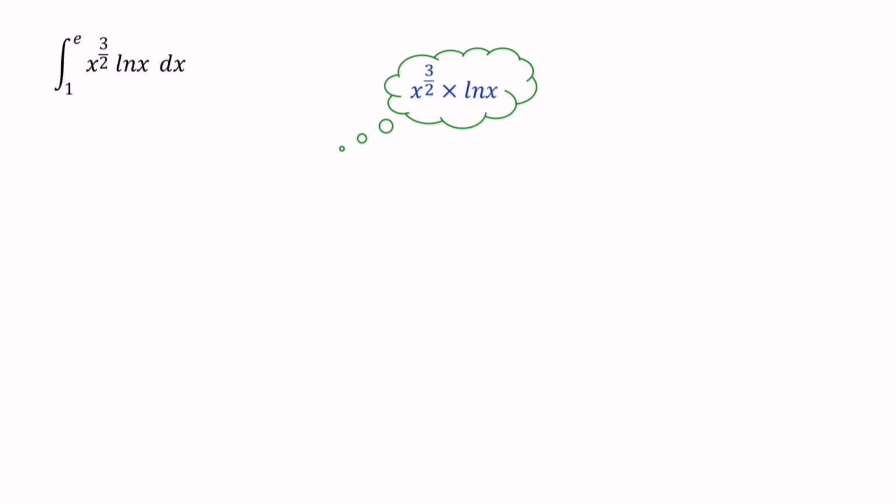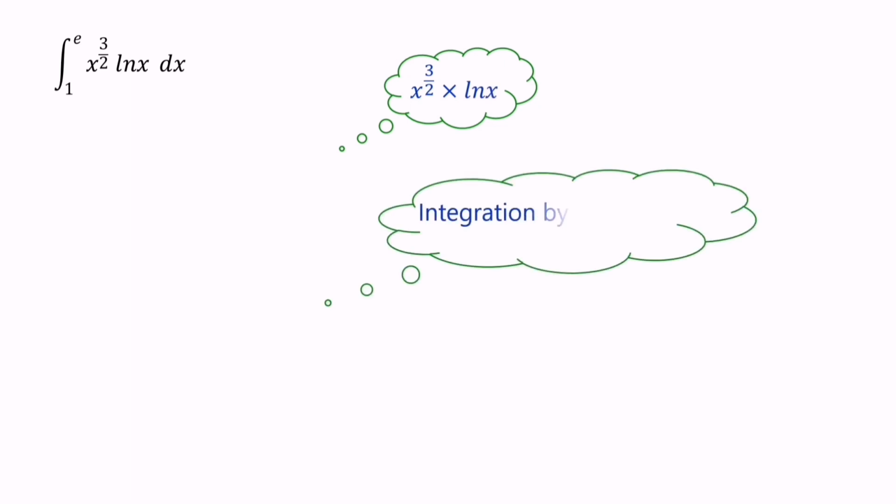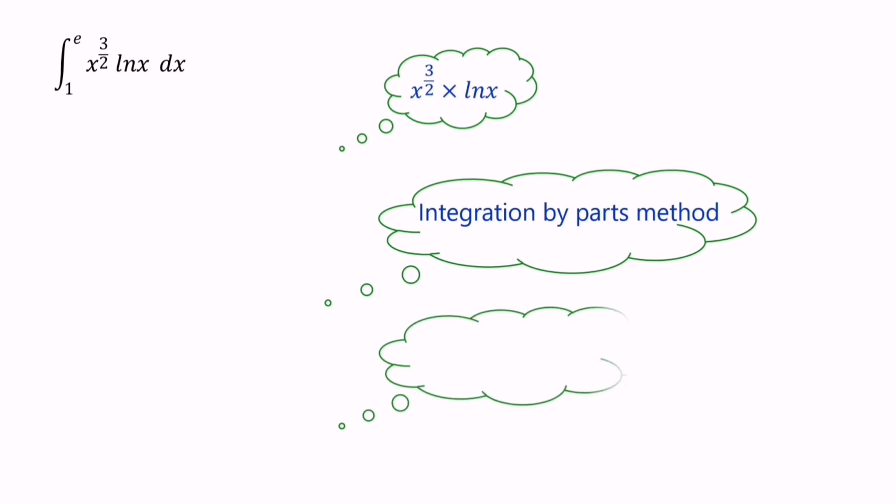Before we start anything, let's think about how we can solve this question. Here we have the product of x to the power of 3 over 2 and ln x. So we can use the integration by parts method. Using the equation integral x to the power of n equals x to the power of n plus 1 over n plus 1, we can find the integral of x to the power of 3 over 2. But we don't have a direct equation to get the integral of ln x.